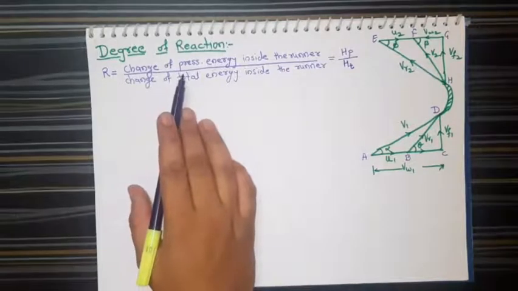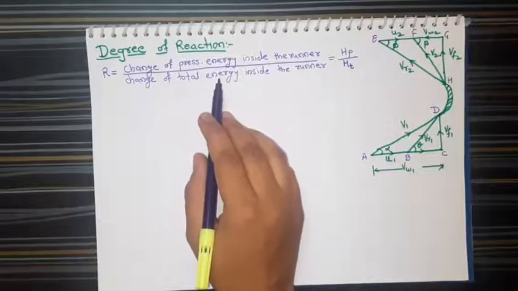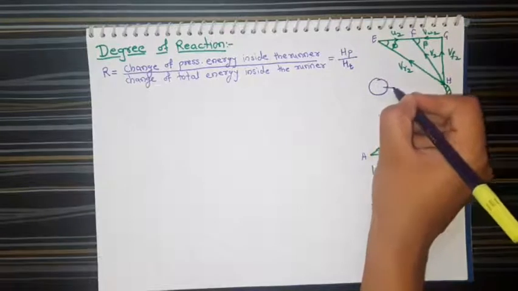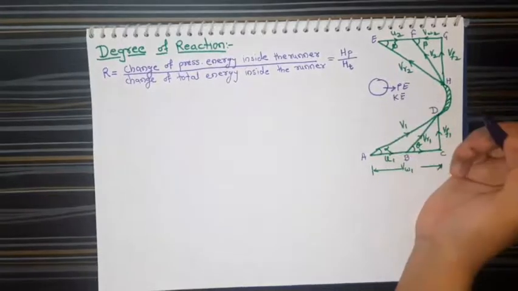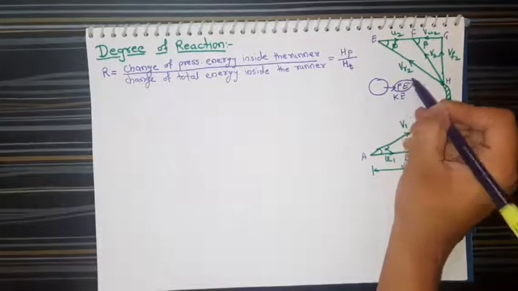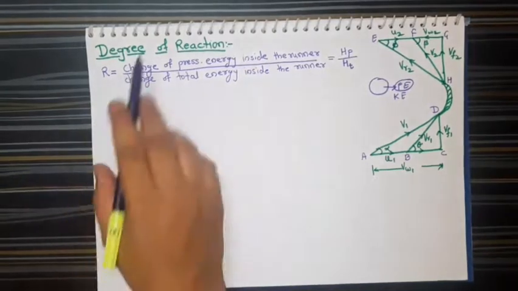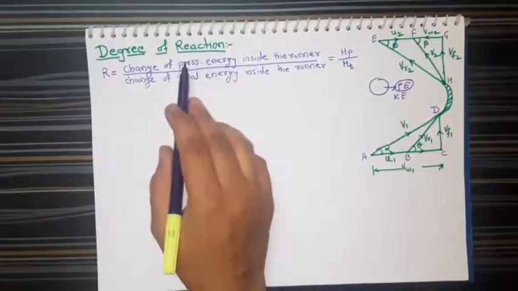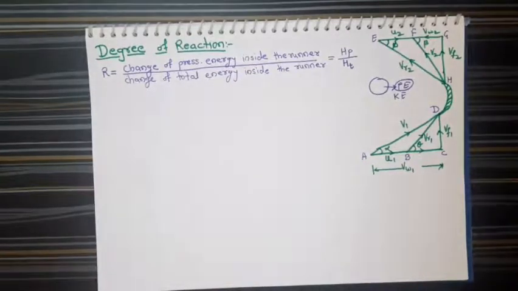Now we know very well that in a reaction turbine, the total energy which enters the turbine is partially converted into pressure energy and partially converted into kinetic energy. The part which is converted into pressure energy, for that purpose the degree of reaction is used, which denotes how much pressure energy is converted into work out of the total energy which is converted into work.